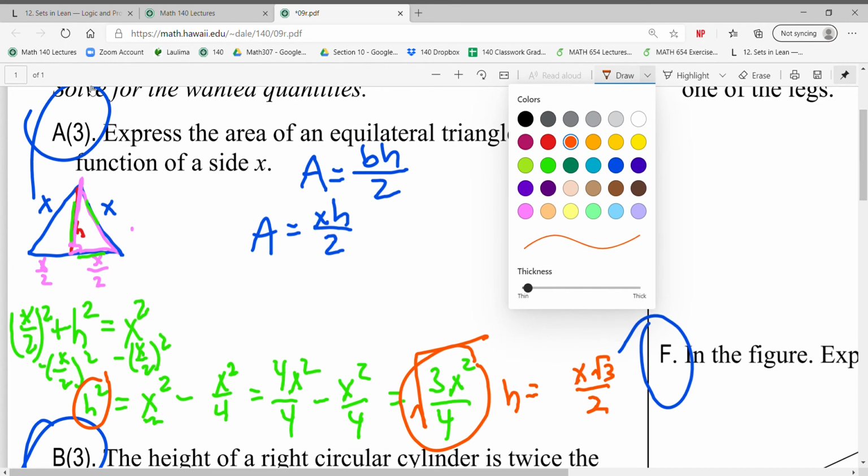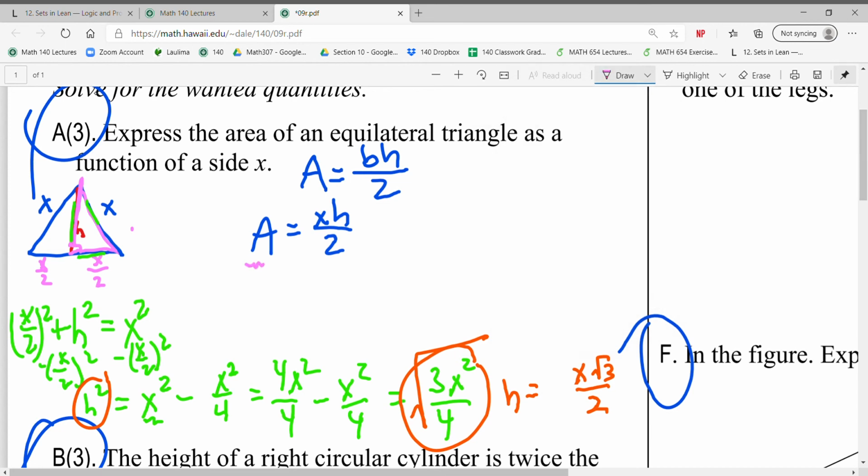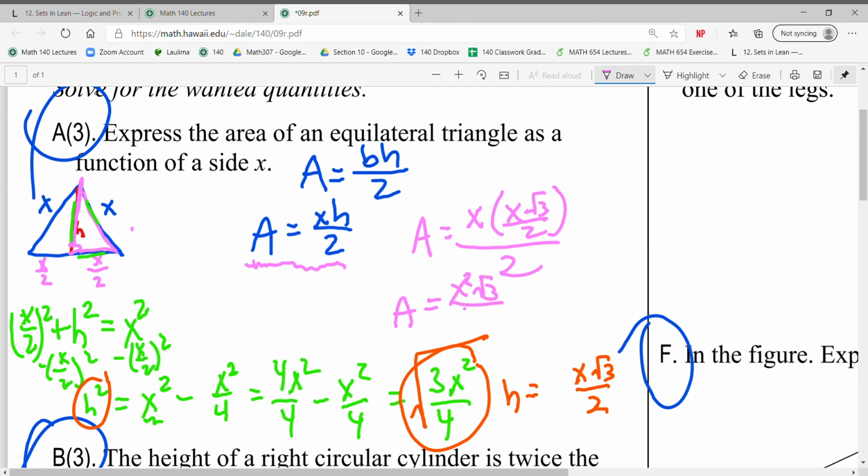Now why did I do that? Because now I can rewrite this as this. All I did was replace the h with x times square root of 3 over 2. And now if I just simplify this a little, I'll get A is equal to x squared root 3 all over 4. All I did was just simplify. These are the exact same thing, and you can double check it yourself.